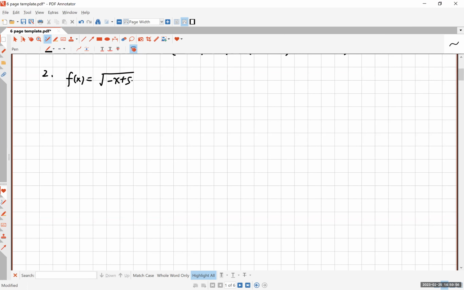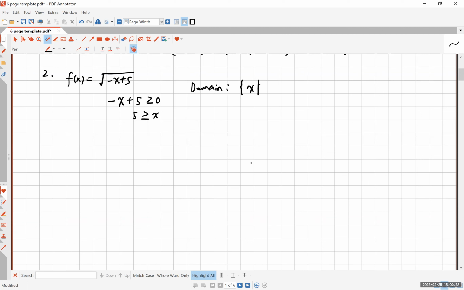We are to find the domain and the range of this function. When you have a radical function, the square root function, the only thing you have to be careful about is that inside the radical, you have to have a non-negative number. 0 is okay. So what we need is this to be greater than or equal to 0. Now you can just add x to both sides, and this is just saying that x has to be less than or equal to 5.